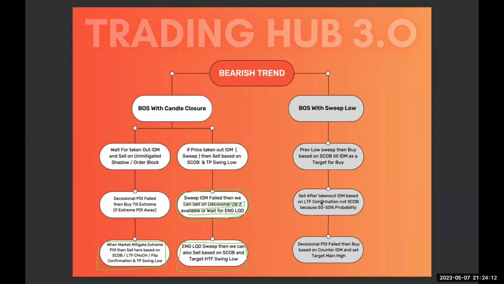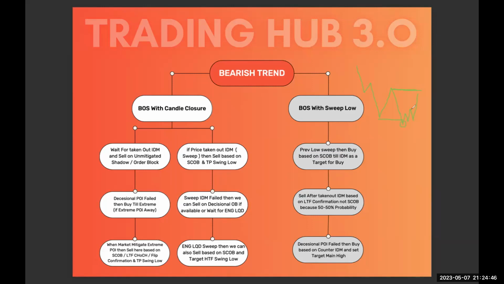The next one is a possible scenario, this one with a candle closure, and this one a low sweep, right? Previous low sweep and then buy based on single candle order block, with inducement mitigation as a target for the buyers, right? And this is short term, like the market is bearish, sweeps the main low here and buys till this high. This is an inducement, right?